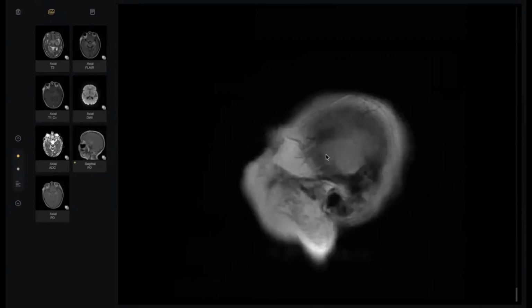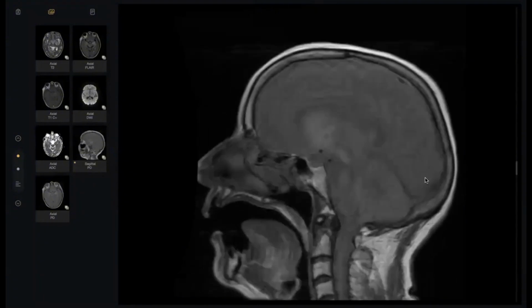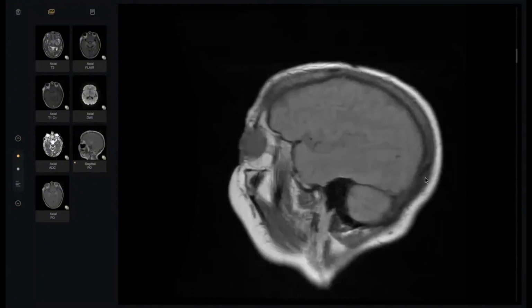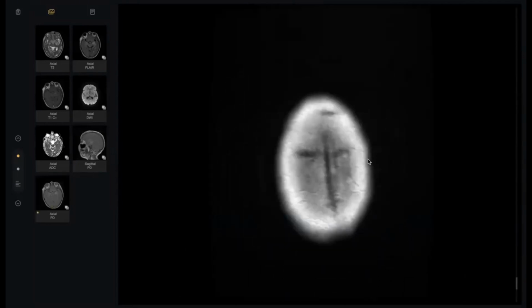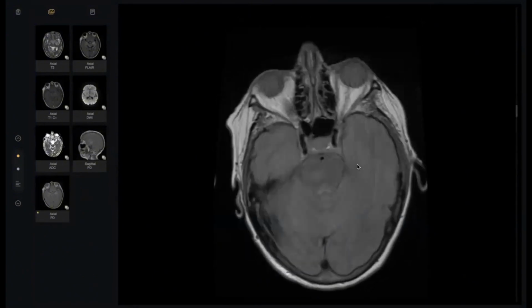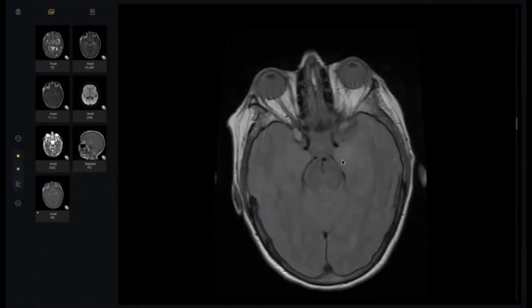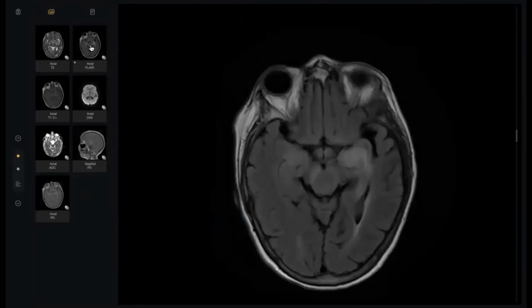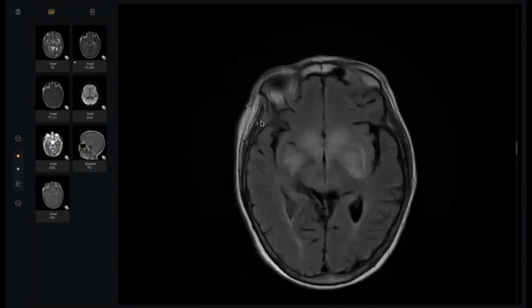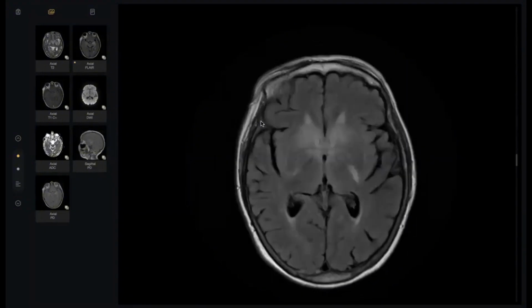Looking at the PD images as well on the sagittal, I can't see any other signal abnormalities. And to conclude with the axial PD, there's the high signal in the left temporal lobe. So in conclusion, there is a signal abnormality in the medial aspect of the left temporal lobe, which demonstrates diffusion restriction. Given the presentation and the findings, I would suspect that this could be infective or inflammatory in nature.